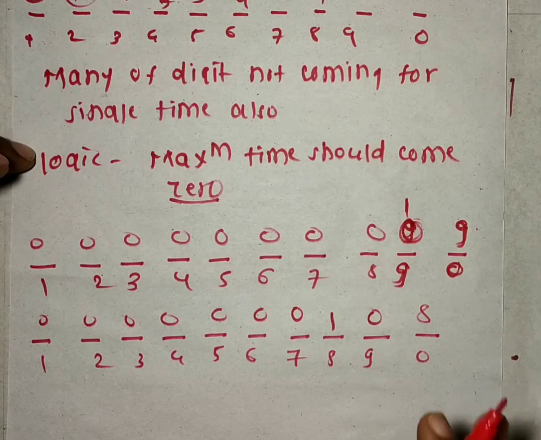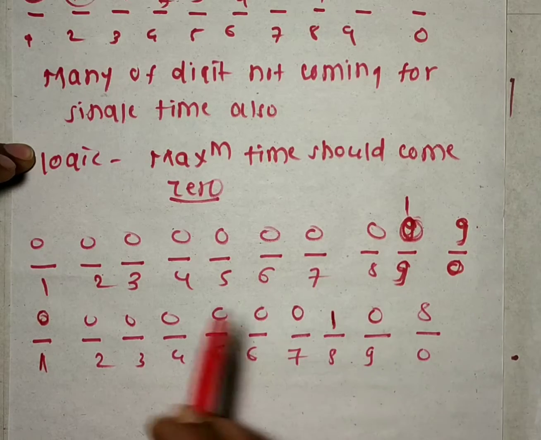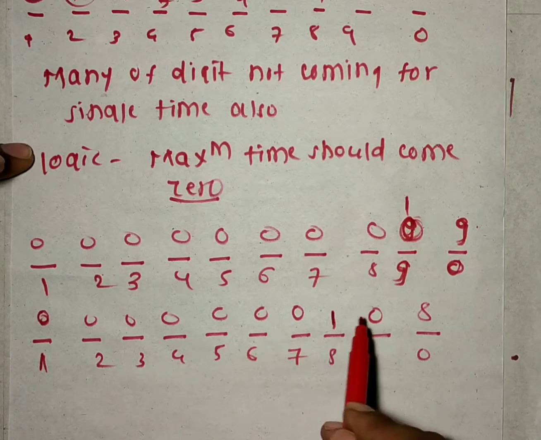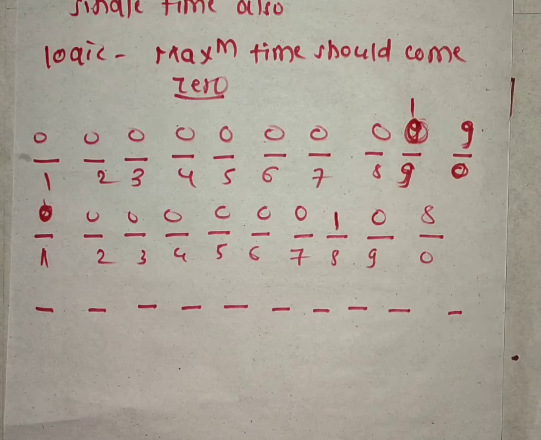But now let's see. 1 is coming for the 0 times, but 1 I have already written here. So this is also not possible. 1 is coming for the 1 time, but I have written here that 1 is coming for the 0 times. So this is also not possible.